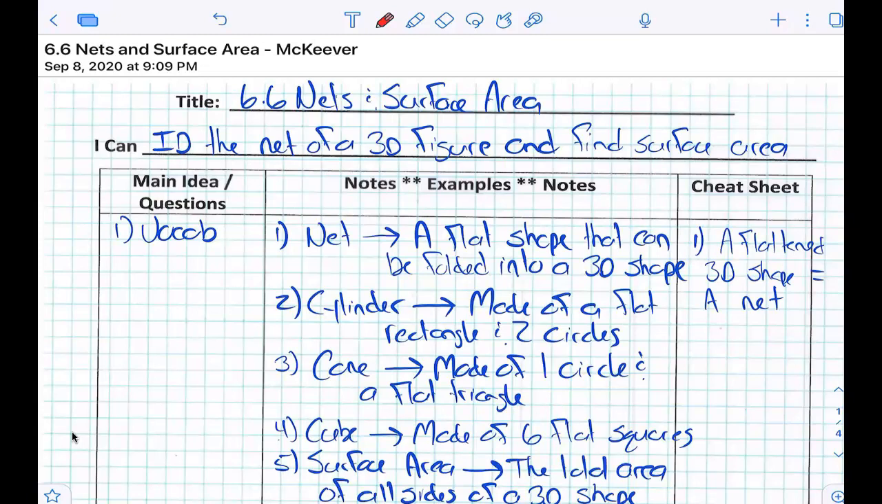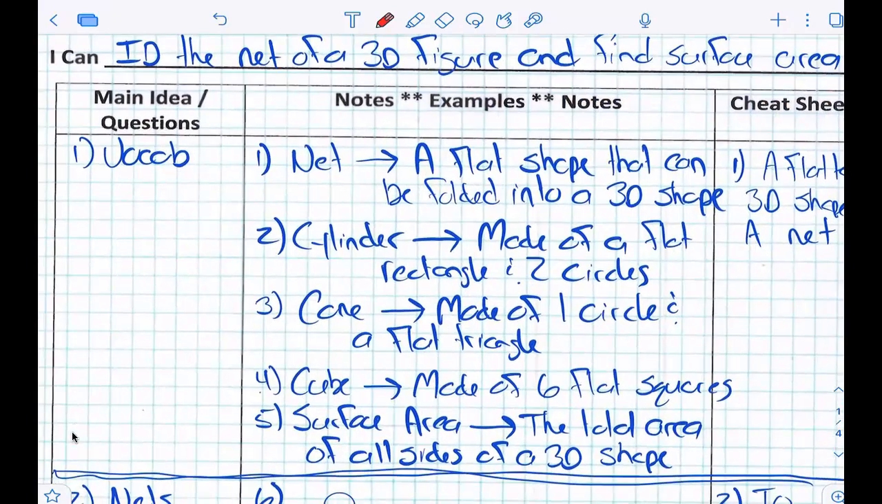6.6 nets and surface area. I can identify the net of a 3D figure and also find surface area. Yes or no? Yes. All right, a net. A net is a 3D shape that we do what to? You flatten it. You just squish it down, right?